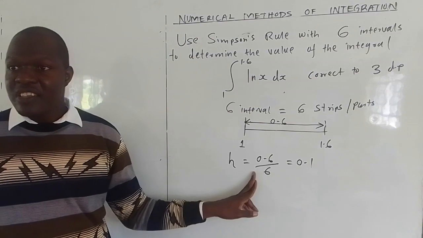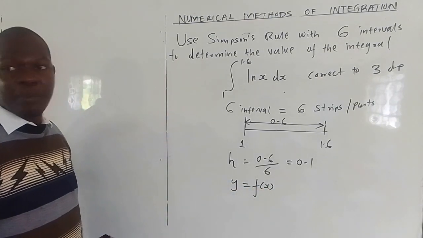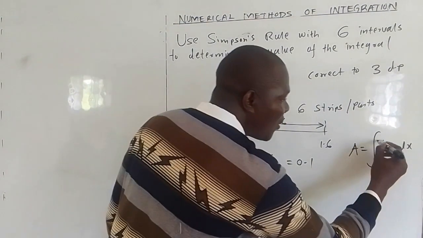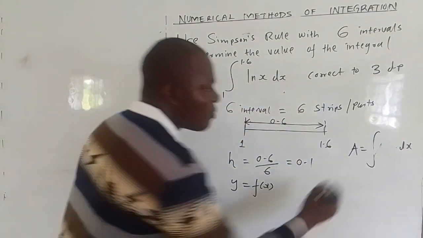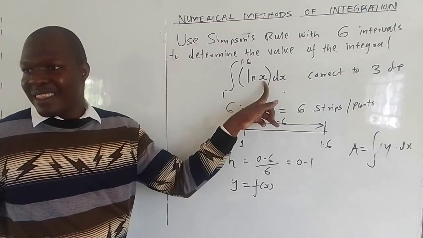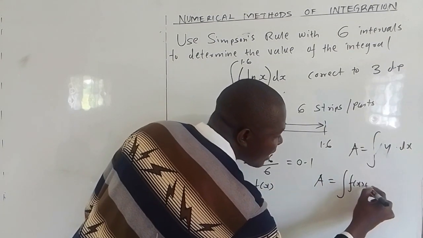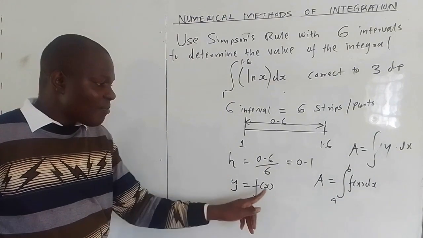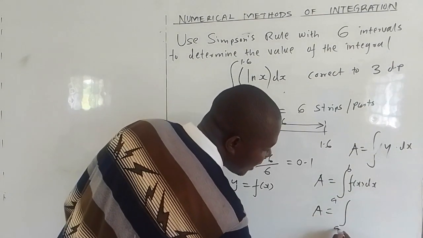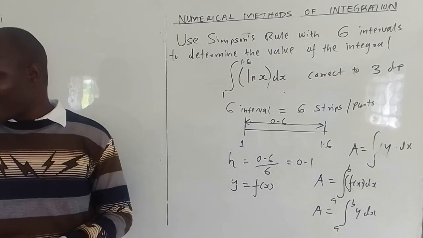After getting our edge, the next thing we get is the function. y is a function of x, isn't it? What does that imply? When you are getting the area in integration, you are integrating f of x dx, meaning f of x is y. For you to get the area, you integrate f of x dx from the given interval a to b. But y is a function of x, meaning where there is f of x you put y, so the area is the integral from a to b of y dx. But here I have ln of x dx, meaning this ln of x is y. Are you seeing that? Are we together?